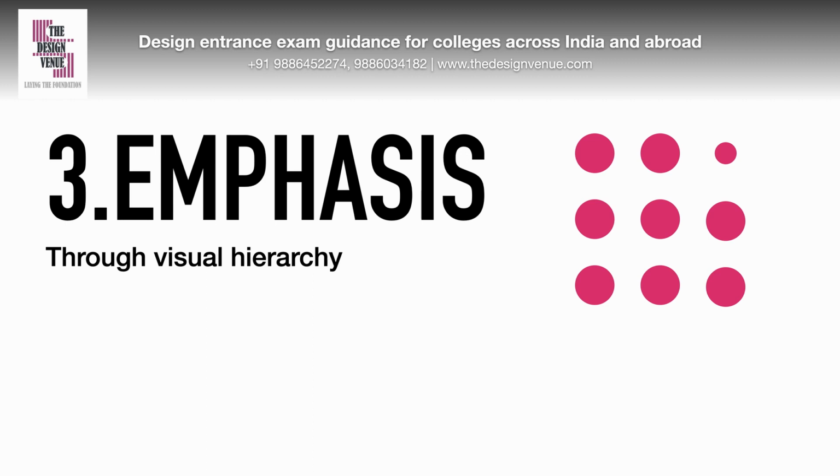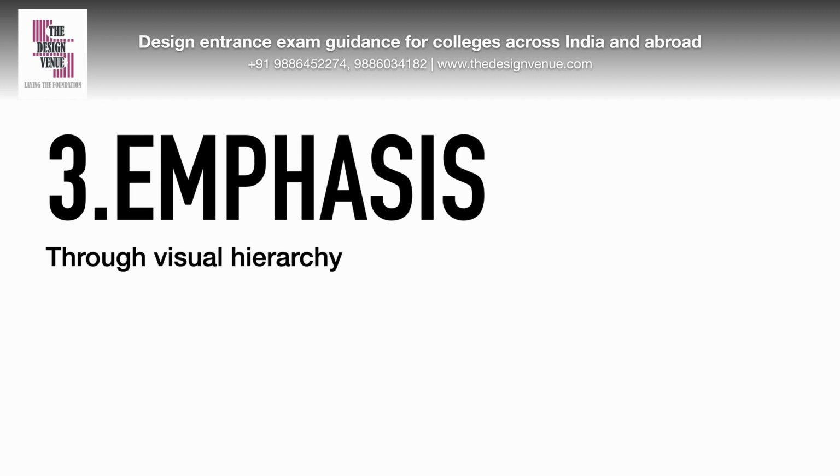Like in this case, our attention is drawn towards the smaller circle as it is different from everything else. Visual hierarchy is another way to do the same. It defines which element of the composition we see first, which element we see next, and which elements we see last. So there are 3 components of visual hierarchy: dominant, subdominant, and subordinate elements.